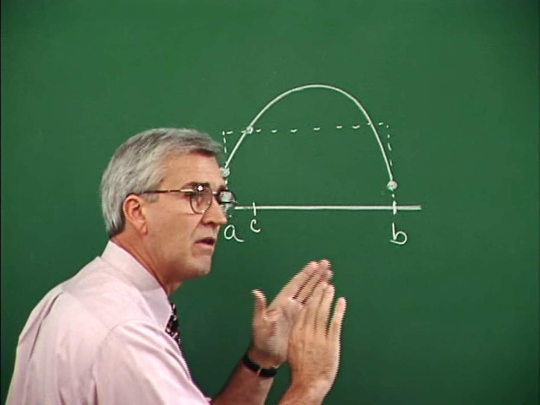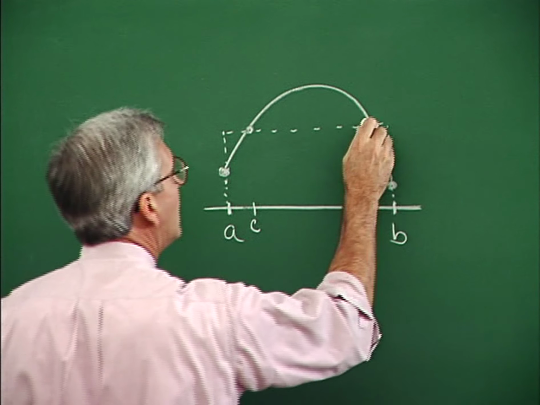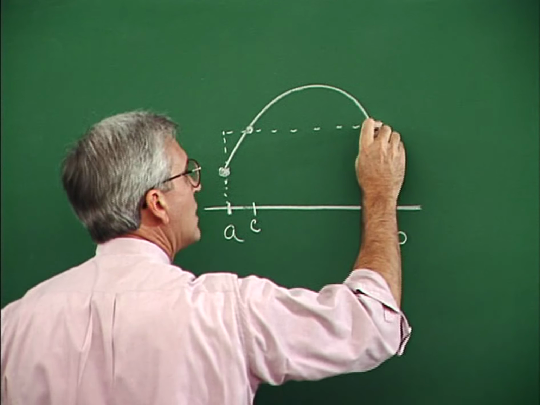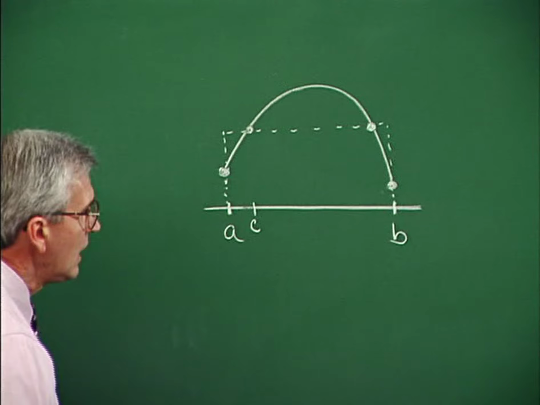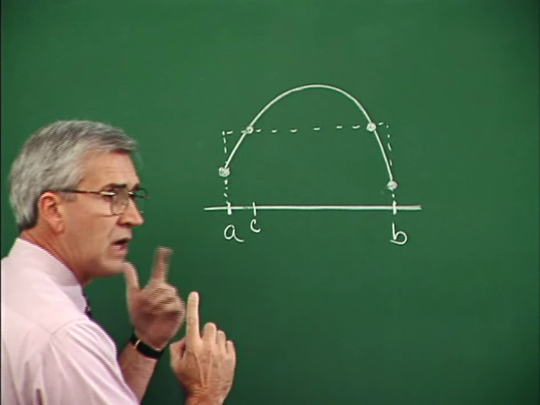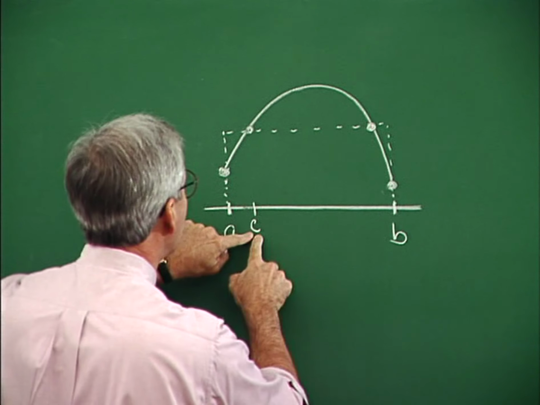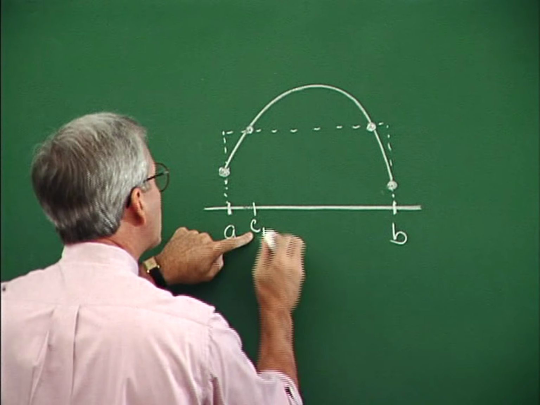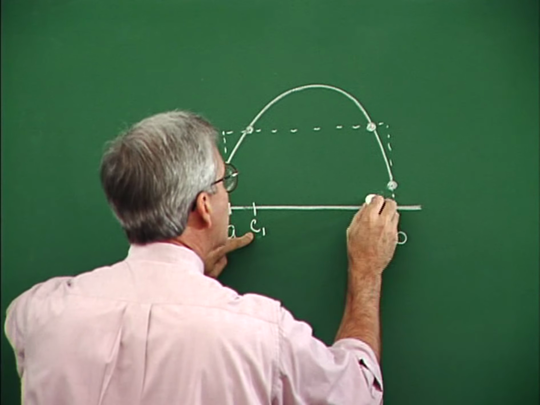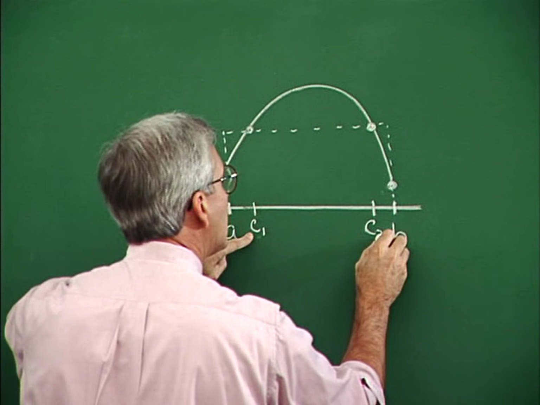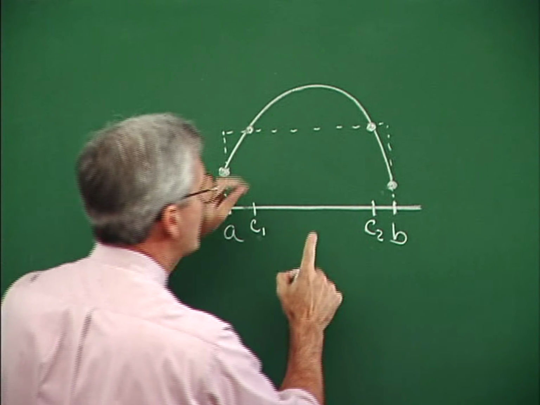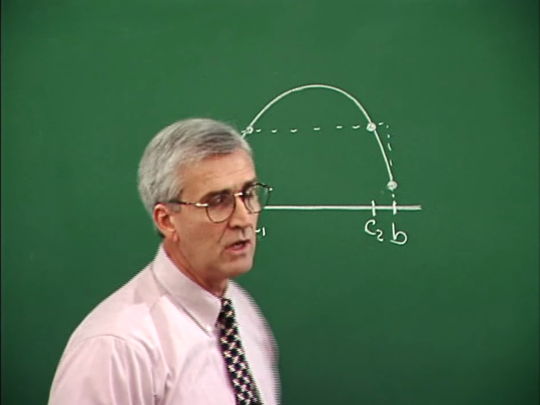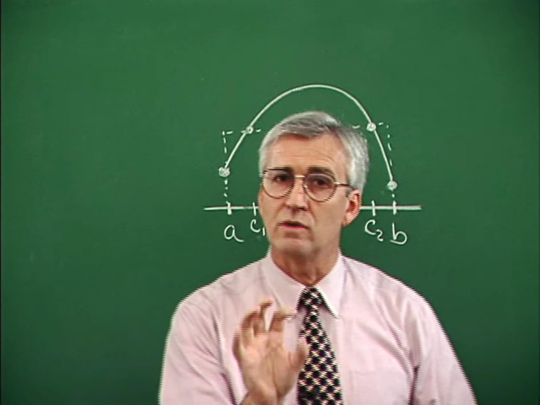But it is an average value and not the average value, because after all, there's another spot like that over here for this particular function. So the average value is not unique. There may be a c here, we might call this c subscript 1, and this one c subscript 2. And f of c sub 1 and f of c sub 2 both give the average value for this particular function. So it's not a unique value is what I'm saying.